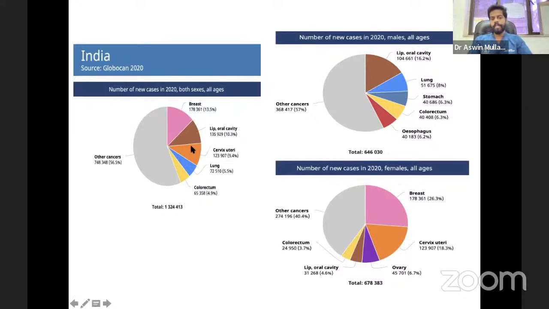Similarly, when comparing males and females, you can see lip and oral cavity accounts for the most in males. This can also give us relevant information regarding the etiology, the habits, all kinds of things which we will be explaining in our coming slides.